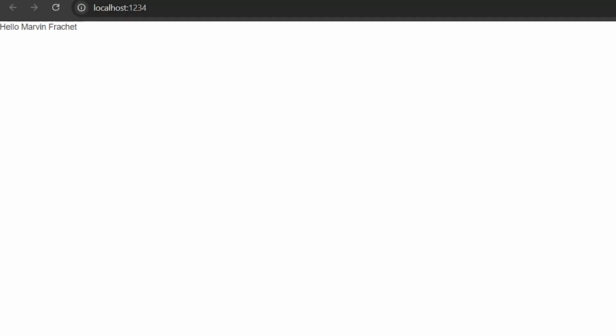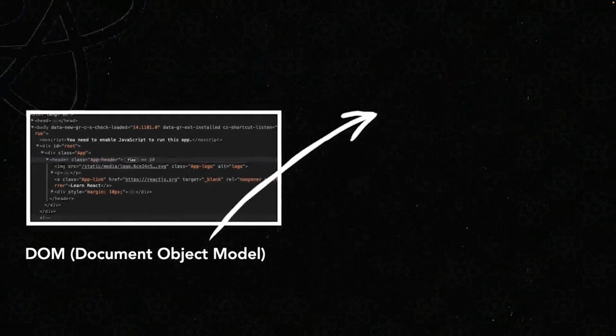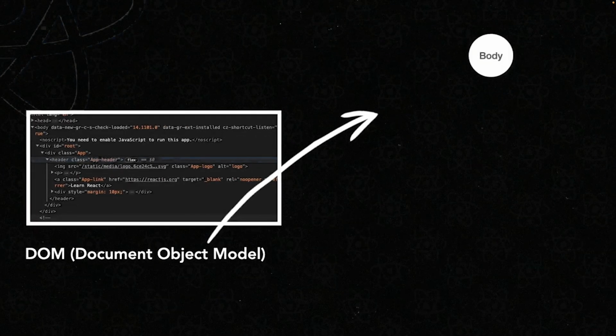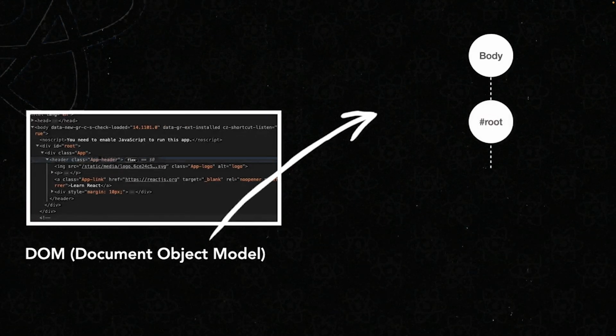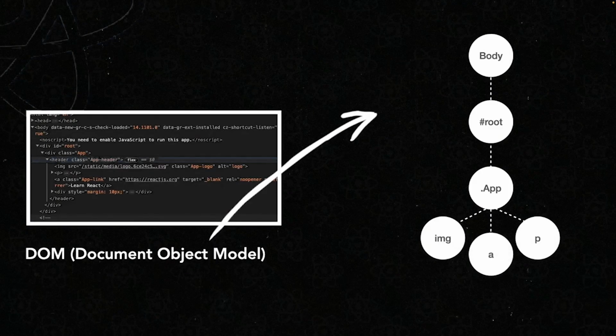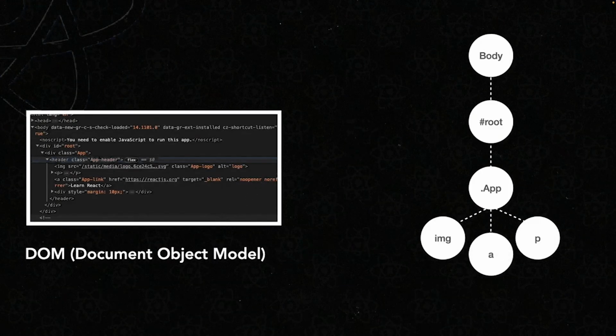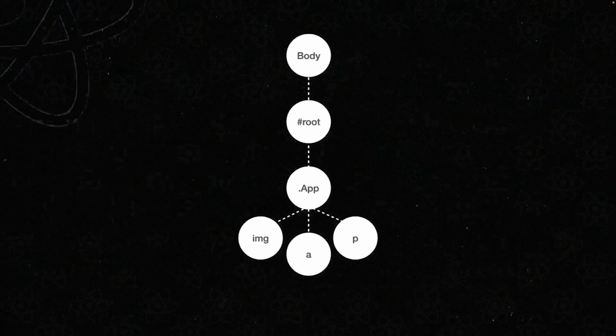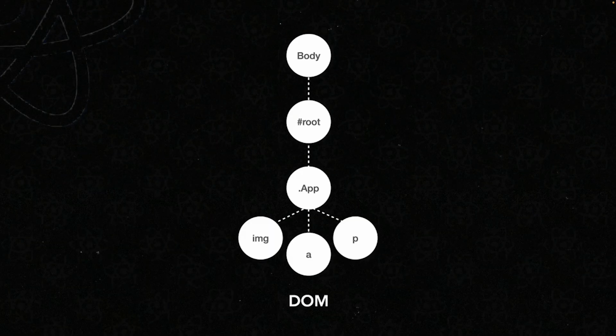Run the application by the command yarn start and view it in the browser. What is virtual DOM? First, let's talk about the DOM, or document object model. The DOM is like a family tree that represents all elements on your web page, like headings, images, paragraphs, and links. Each element is a node in this tree and they are all connected together.